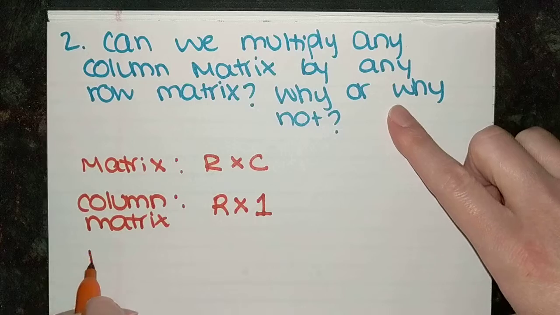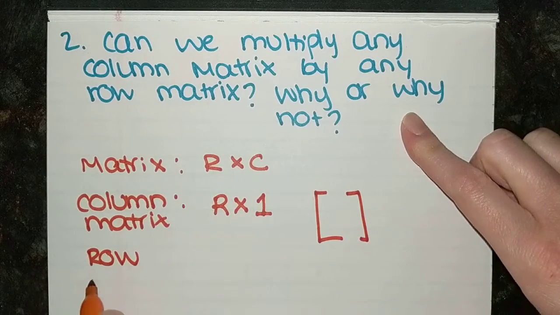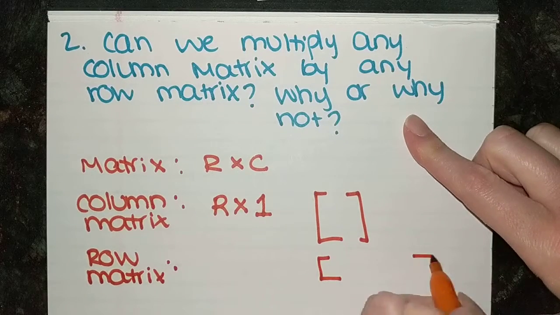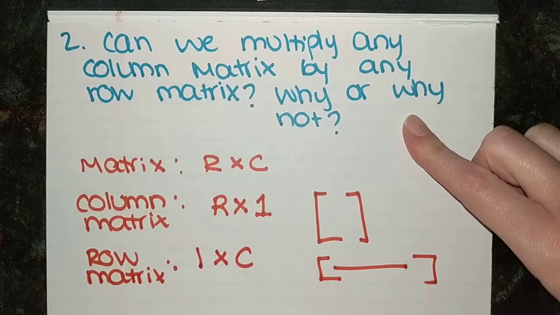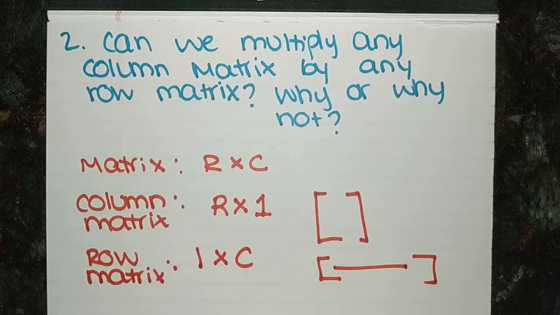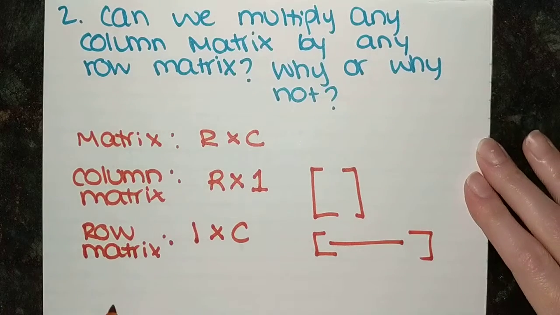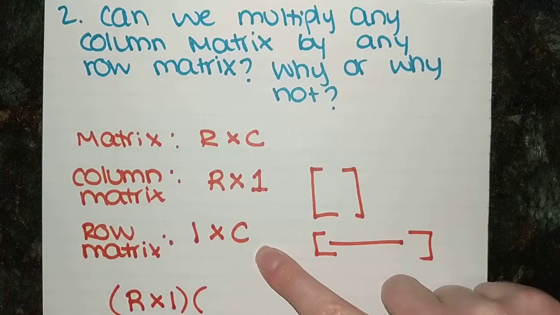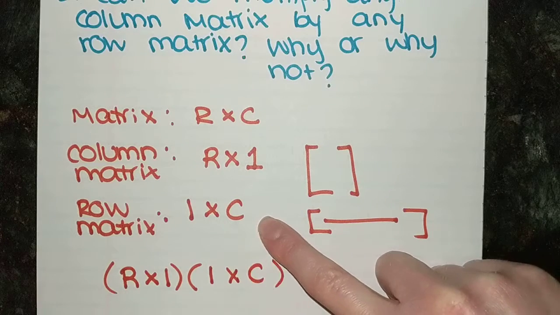A column matrix would look like this, whereas a row matrix looks like this, where you just have one row, but a bunch of columns. So the question is, can you multiply this column matrix by a row matrix? Again, a column matrix is going to be some number of rows times 1. And if you multiply that by any row matrix, you'll have 1 by some number of columns.